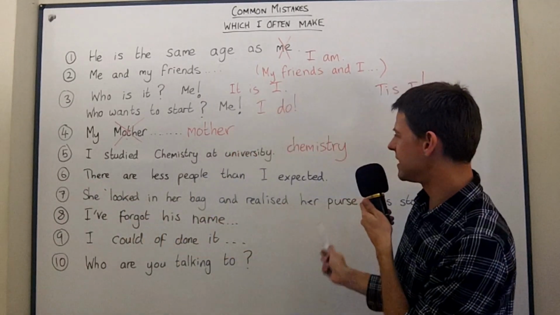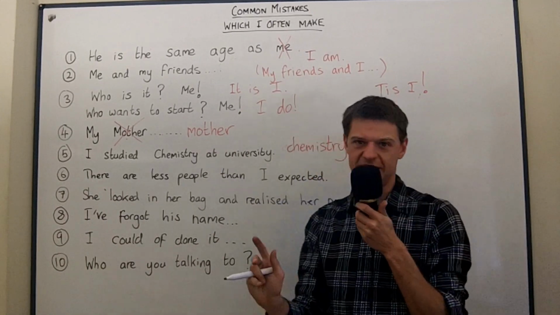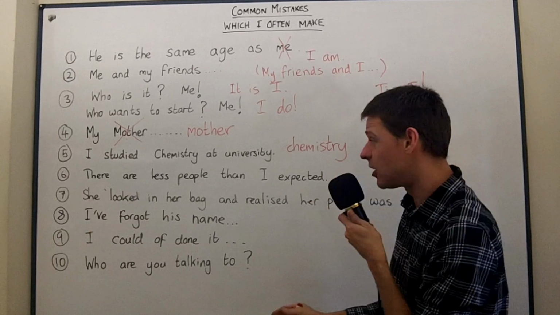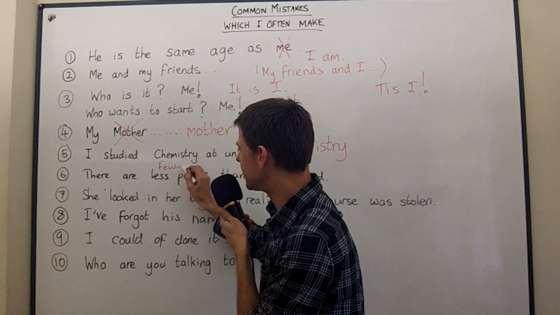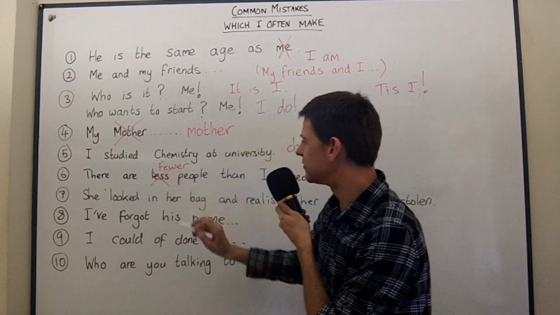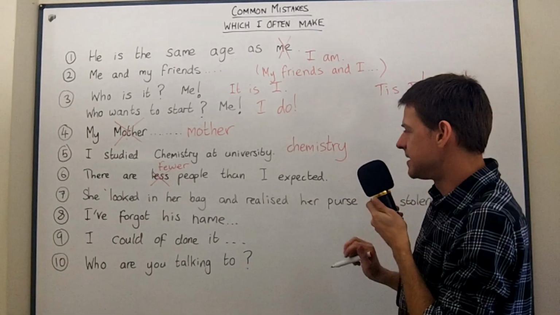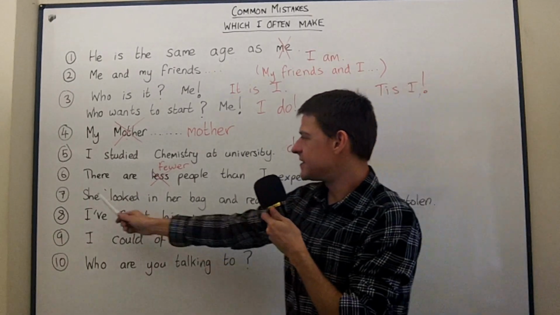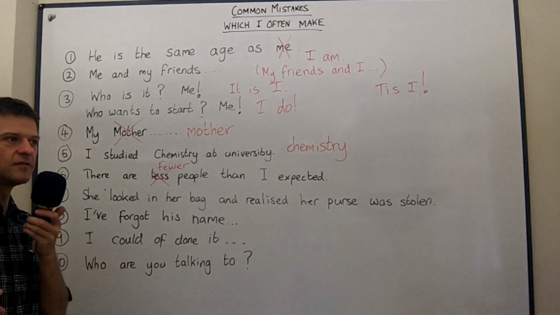Okay, number 6. There are less people than I expected. This is a countability mistake. It's unforgivable, really, in my opinion, but again, very common, and I'll make it sometimes without noticing. We should be saying fewer and not less, because people are countable. 1 person, 2 people, 3 people, 4 people. It's countable.